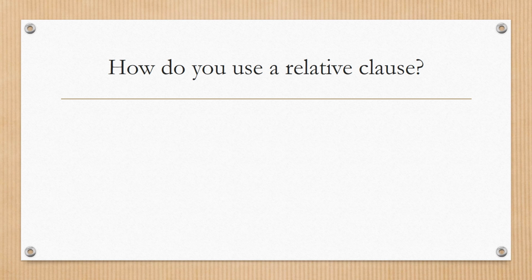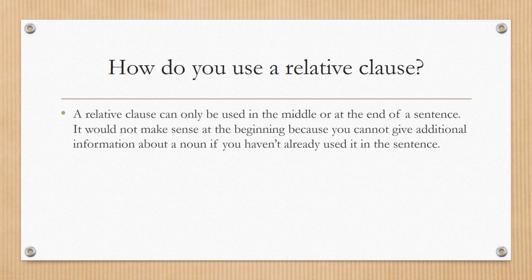So how do you use a relative clause then? A relative clause can only be used in the middle or at the end of a sentence. It would not make sense at the beginning because you can't give additional information about a noun if you haven't already used it in a sentence. You can't tell me more about a noun until you've told me what the noun is, so therefore it must come in the middle or at the end.